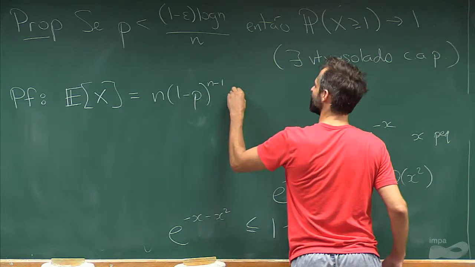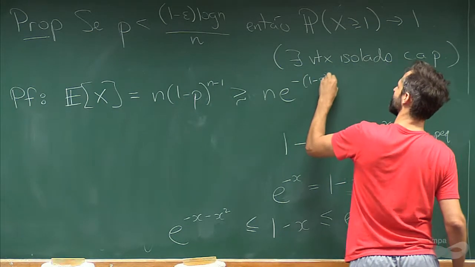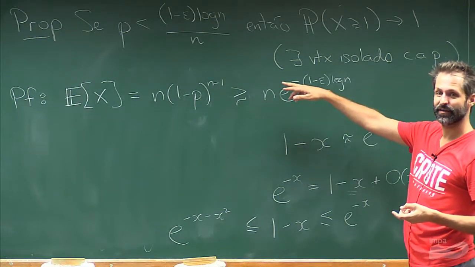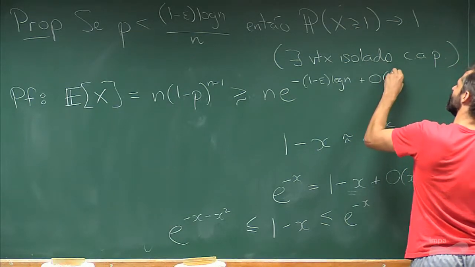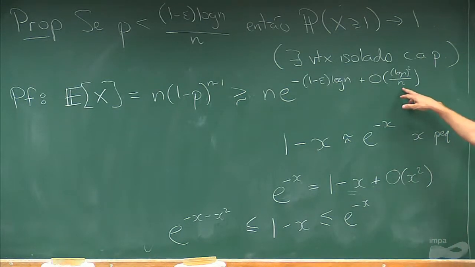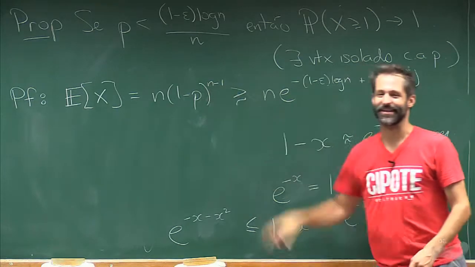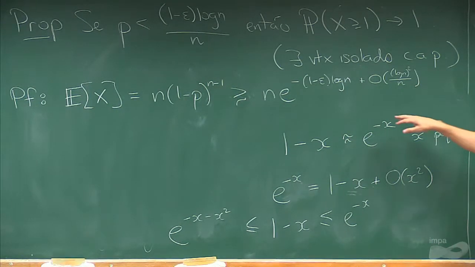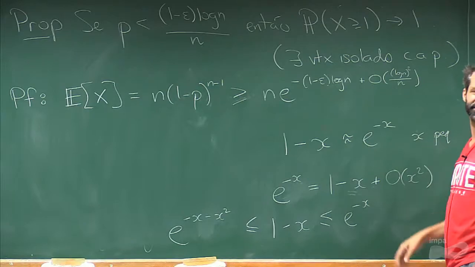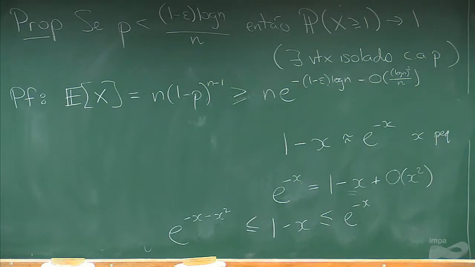So this is basically at least approximately n times e to the minus p times n, which is like 1 minus epsilon log n. Right? And there's an error of the form p squared times n, which is like big O of log n squared over n. Okay? No, because there was an n here. Yeah, sorry, an n. Here. Sorry, that n. Okay? So now it's correct with some error term. Should I put minus? I mean, it doesn't matter.